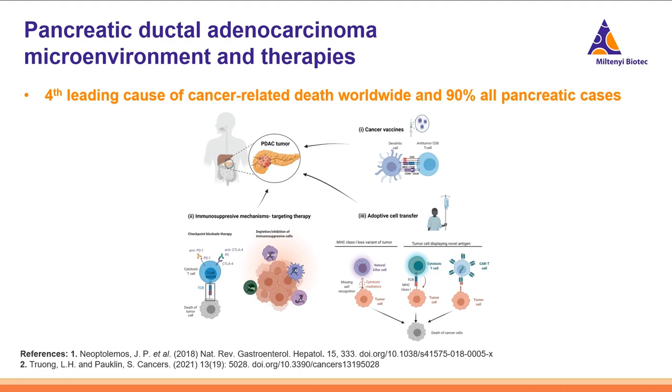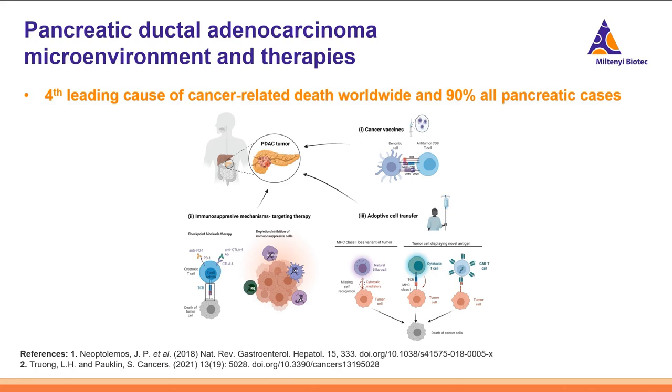For those that are unaware, PDAC is currently the fourth leading cause of cancer-related deaths, and it accounts for around 90% of all pancreatic cancer cases. It's a really devastating disease with overall poor survival rates, and there are few effective treatment routes for patients. And so there's a real need to find new therapeutic options for them. A new and promising therapeutic approach is adoptive cell transfer, specifically CAR T cells, which I've shown down in the right-hand corner of the diagram.